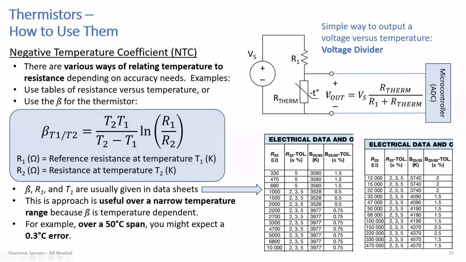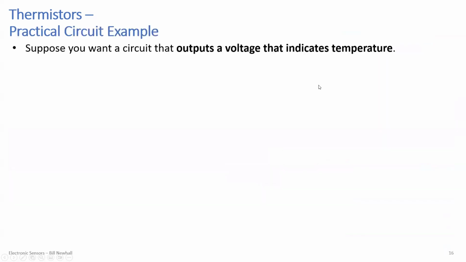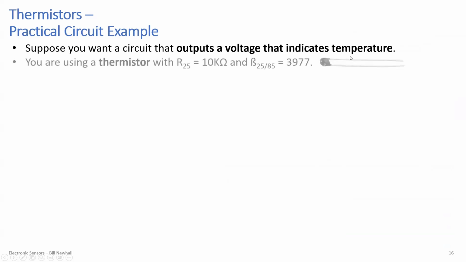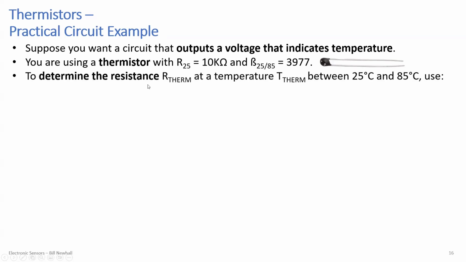So here's a practical circuit example. Suppose you want a circuit that outputs a voltage that indicates temperature, and you've selected a particular thermistor. So you have this thermistor with R25 equals 10K. So this would be called a 10K thermistor, right, at 25C. And you have this beta value here. Okay, so you want to determine the resistance R therm at a temperature T therm between 25 and 85C.